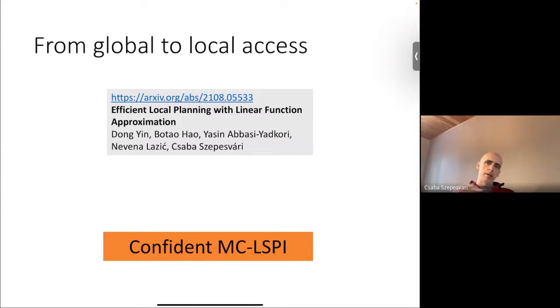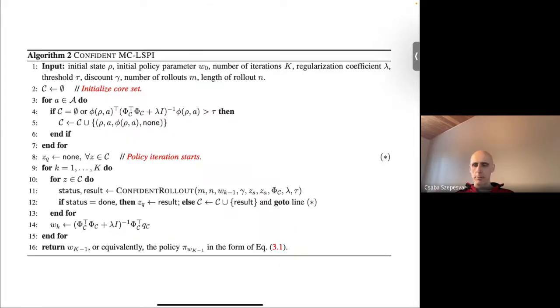So we want to get away without global access. We want to go back to local access, no need for optimal design. And this was done recently together with my dear colleagues at DeepMind, Long-Ying, Bodo, Yassin, Nevena. We call the resulting algorithm confident Monte Carlo LSPI. It's a simple modification of the previous algorithm. And I described it the last time, but now we do have a little bit more details about this.